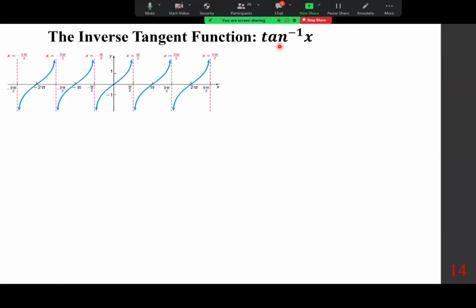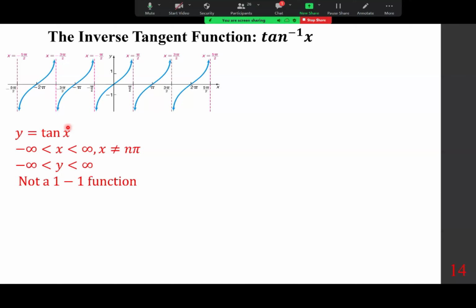The inverse tangent function, tan inverse of x, again, just like the other two, it is not a one-to-one function. We have y equals tan x. X is between negative to positive infinity, and x can't be n pi. Remember, x equals n pi are the equation for vertical asymptotes. And y is between negative to positive infinity, and it's not a one-to-one function.